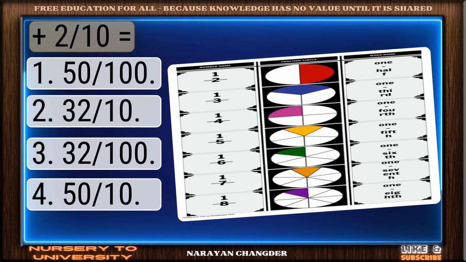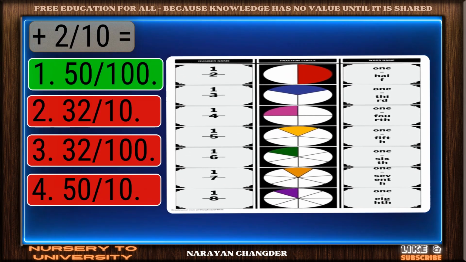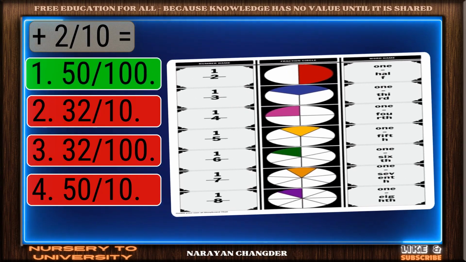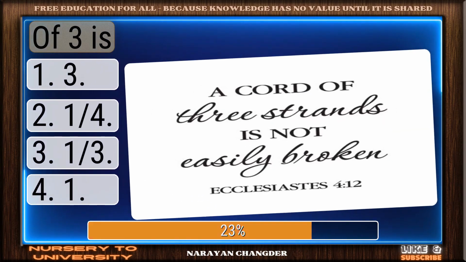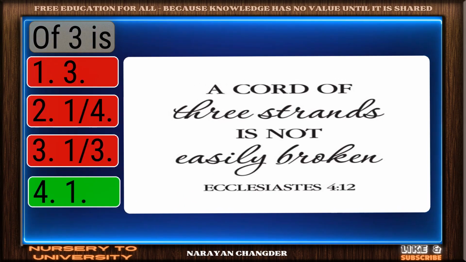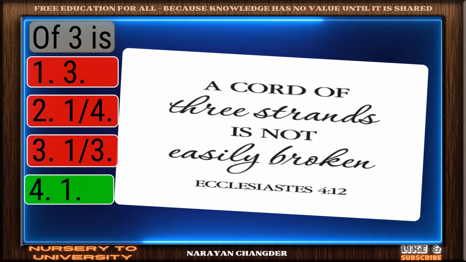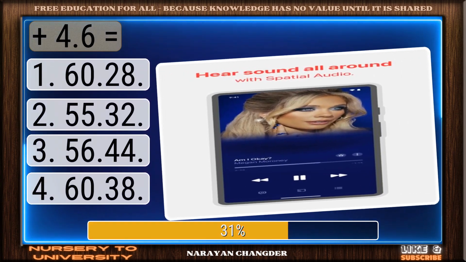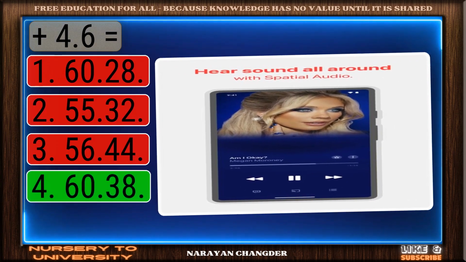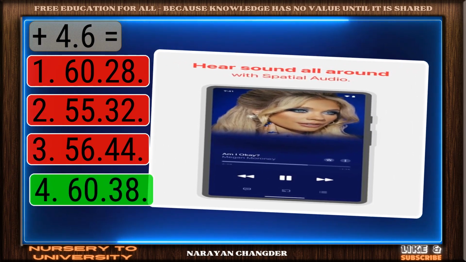Question number 1 to 6 plus 2 to 10 equal to? Solid response. Fairy 100 is a valid choice. Question number 1 and 7 of 3 is? Good job. Your answer 1 works well here. Question number 108 plus 4.6 equal to? Exactly. 60.38 makes sense and it is right choice.